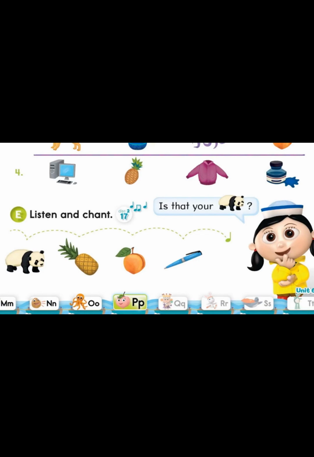Pen. Is that your panda? Is that your pineapple? Is that your panda? Is that your pineapple? Is that your peach? Is that your pen? Is that your peach? Is that your pen?